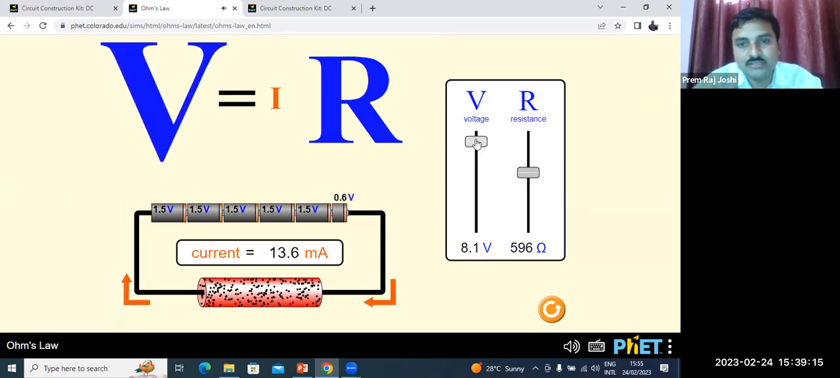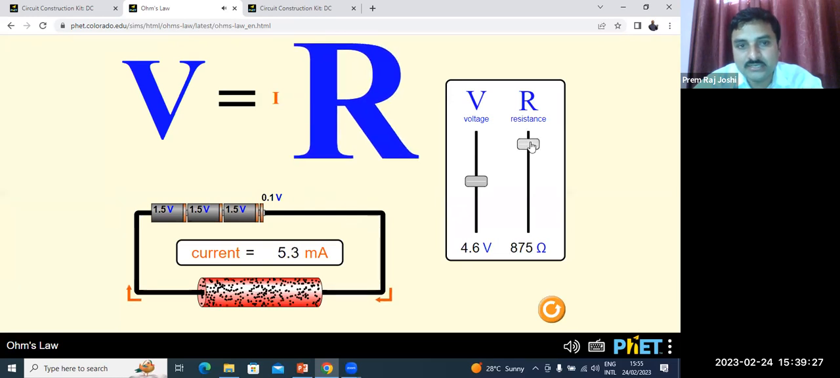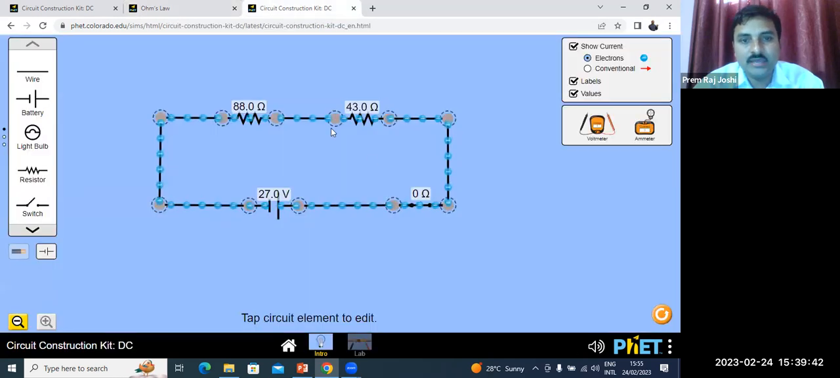For example, if we increase the voltage, the current also increases, and it is shown through the diagram also. Similarly, we can increase the resistance. If we increase the resistance, it shows the relation of the current and the resistance: current decreases, which is shown both by the diagram and by the values. This is a bit simple, but we can connect different kinds of circuits like this. This much for this construction part.